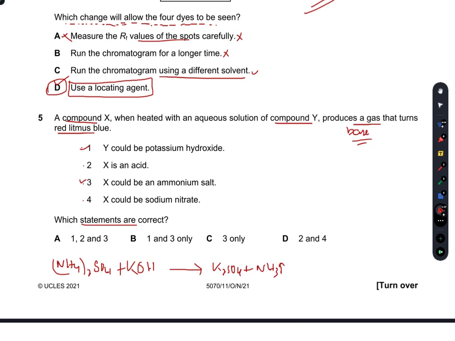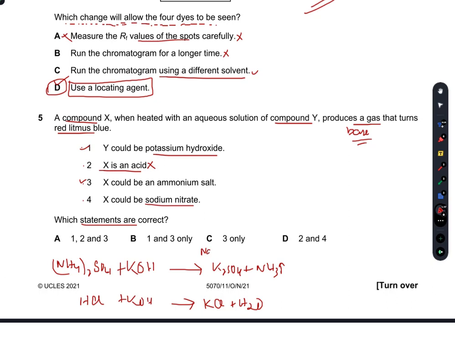If X is an acid, and Y is potassium hydroxide, and I treat potassium hydroxide with an acid, suppose I take HCl, then it will give us KCl along with water, so no gas is being produced. So X is not an acid definitely. So X could be sodium nitrate.